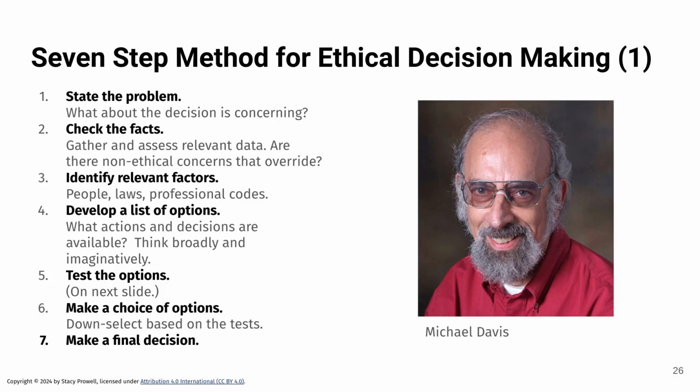But let's assume that doesn't do it. So then we go on and we identify the relevant factors. What are all the things that go into this decision? People who are implicated or involved or engaged in this, laws, professional codes, all the little pieces that you need to pull together to make the decision. Now, step 4, develop a list of options. What are your options? I can tell him, no, I won't accept the gift, or yes, I will accept the gift. Are those my only 2 options?